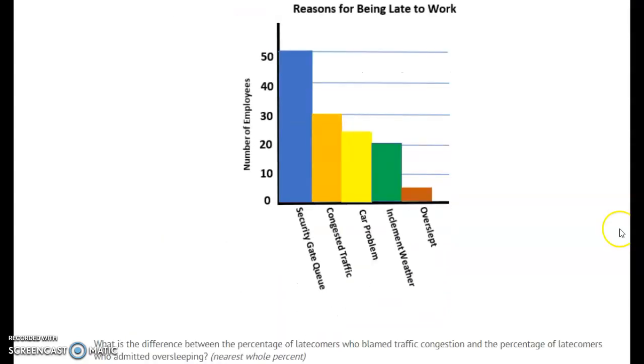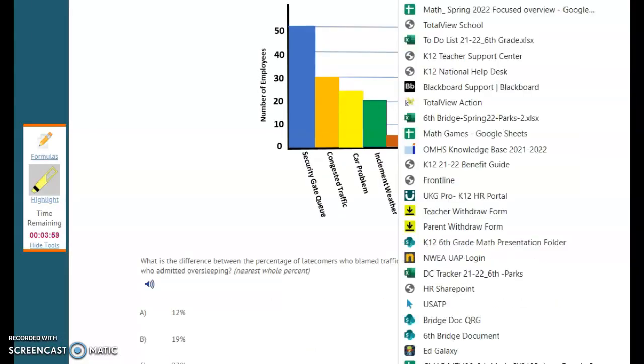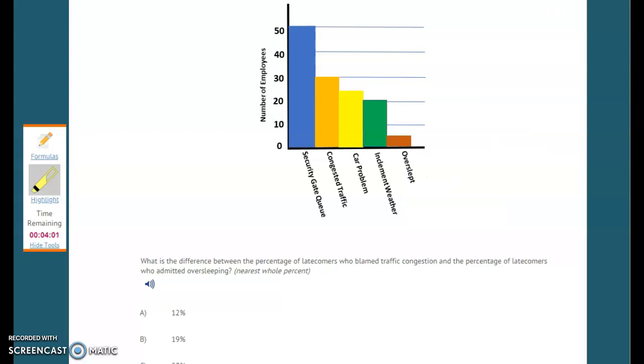The next question is reasons for being late to work. This is your histogram. We know that is a histogram because it's not spaced out, it's all together, and they're categories or ranges. So it says, what is the difference between the percentage of latecomers who blame traffic congestion and the percentage of latecomers who admitted to oversleeping? It is telling you that you can do this to the nearest whole percent.